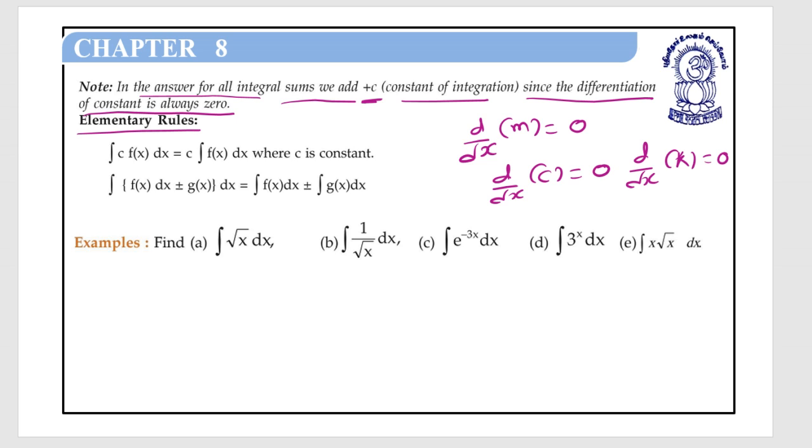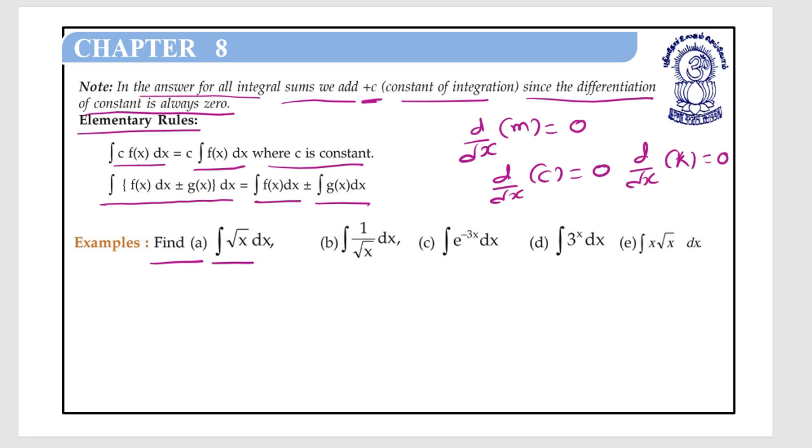Elementary rules. Integration of c f of x dx is equal to c times integration of f of x dx, where c is a constant. Integration of f of x dx plus or minus g of x dx is equal to integration of f of x dx plus or minus integration of g of x dx.